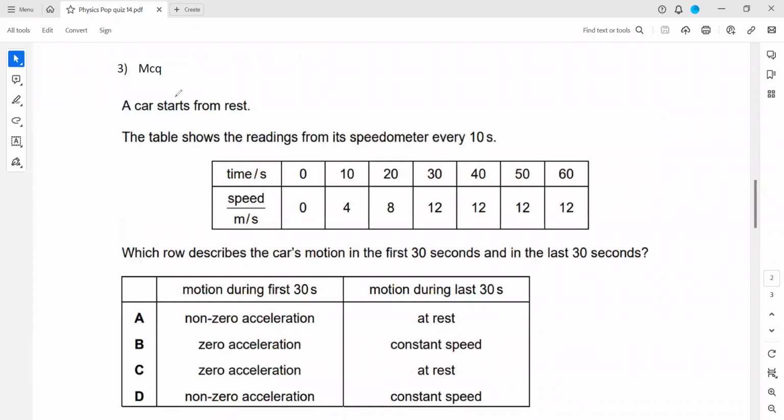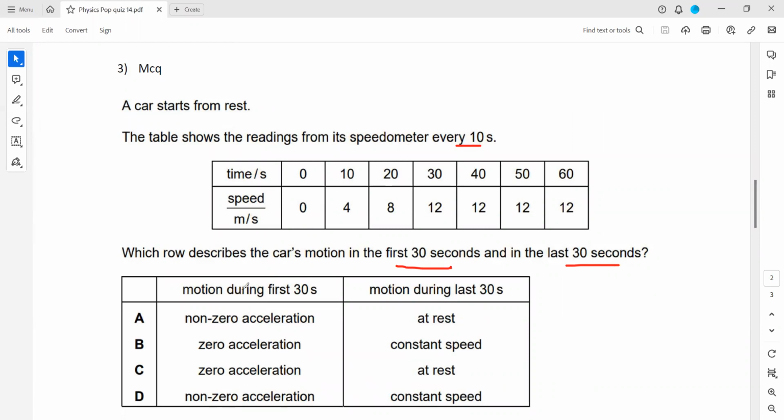In question 3, a car starts from rest. The table shows the reading of its speedometer every 10 seconds. Like after every 10 seconds, how much the speed changes, that is given. Which row describes the motion of a car in first 30 seconds and in the last 30 seconds? So in the first 30 seconds, zero acceleration or non-zero acceleration?